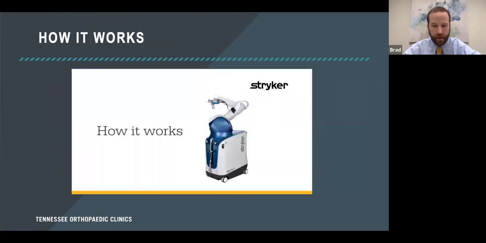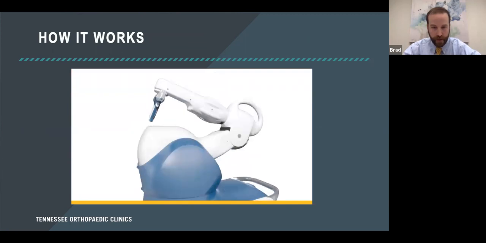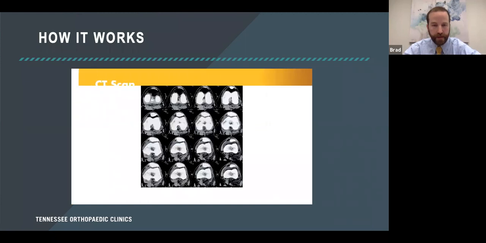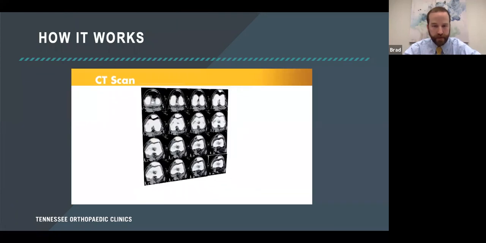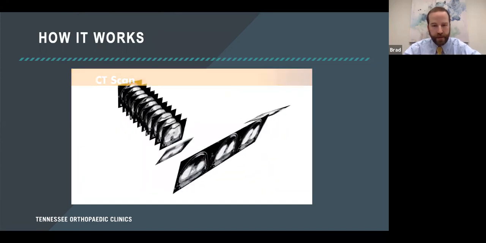So how does it all work? This is a short video just showing some of the demonstration of the process. This is the actual robotic arm shown here. In terms of treatment with this, the first step in all of this is we get a CT scan, as they're showing here. A CT scan is just a series of x-rays at different angles, and this helps us to create a three-dimensional image of the knee.